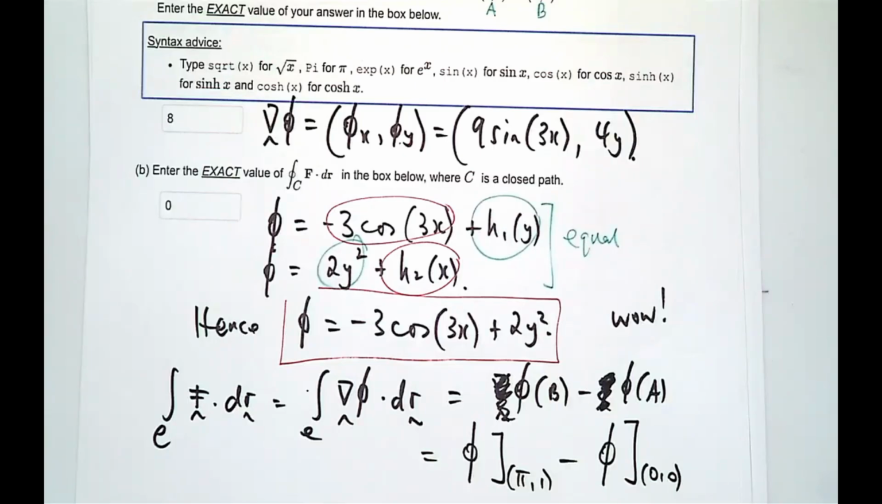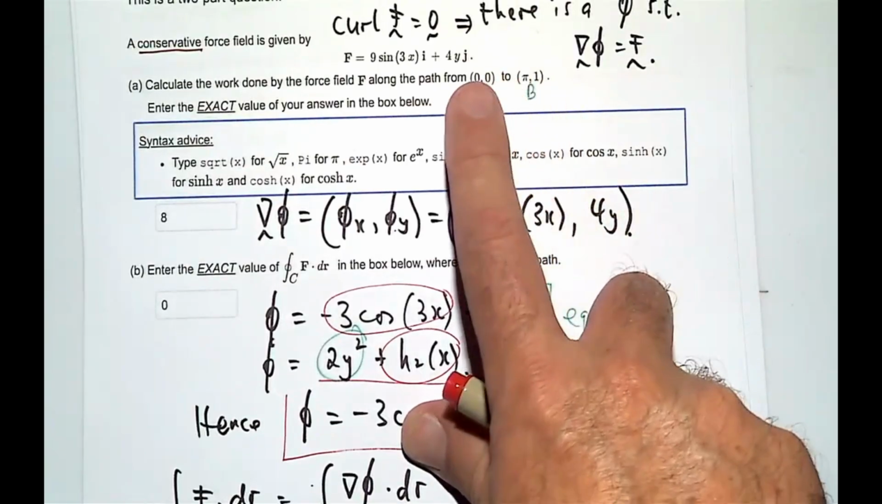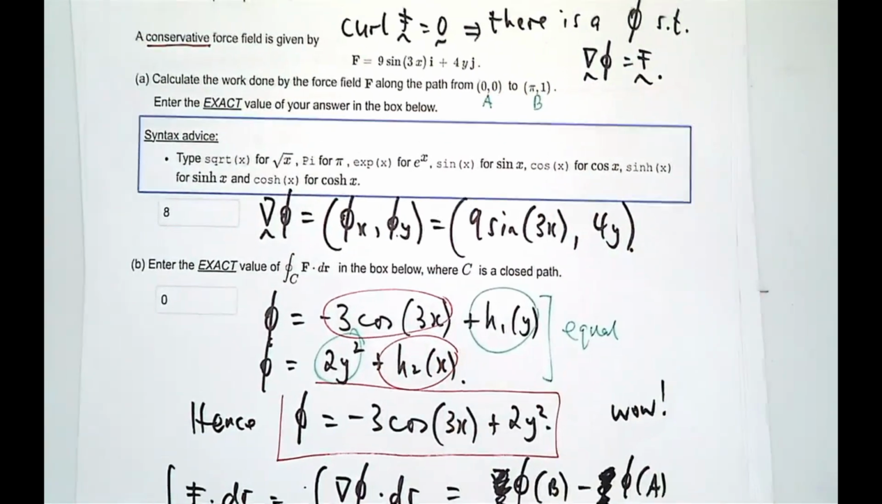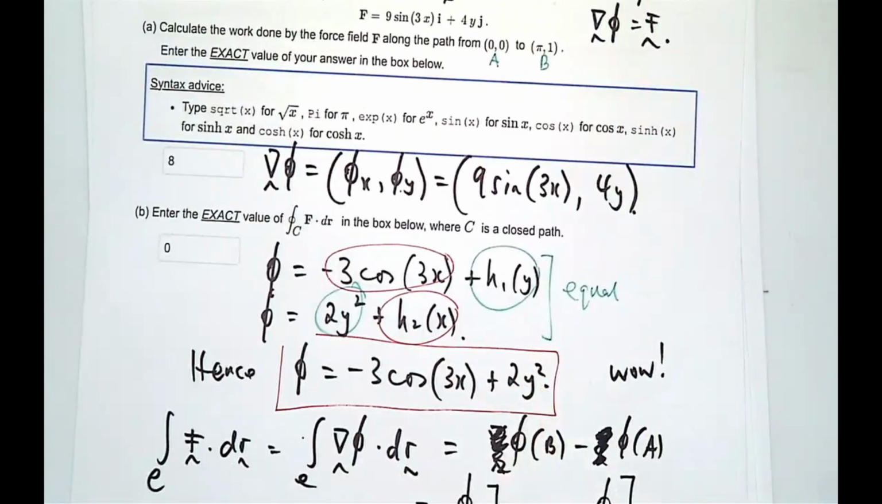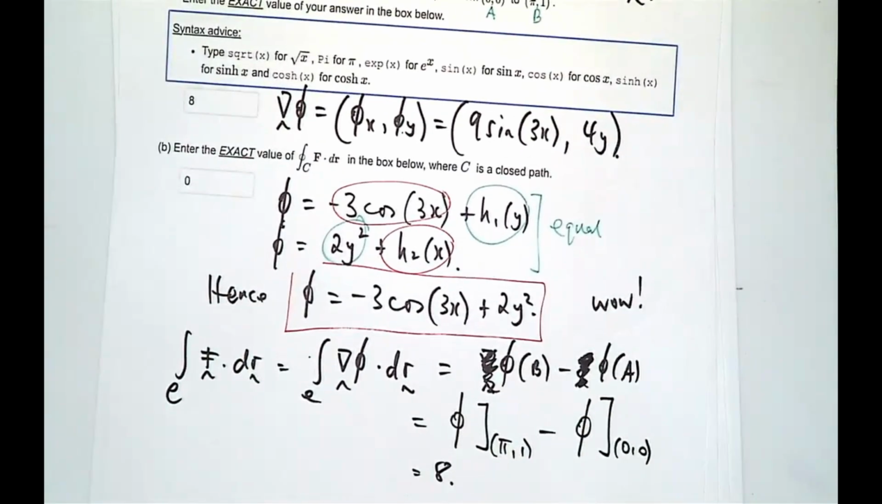Okay, so you plug in x equals pi, y equals 1, I think that's correct. Let me double check that. Yeah, x equals pi, y equals 1, and then x equals 0, y equals 0. Okay, so if you do that, you will get 8.